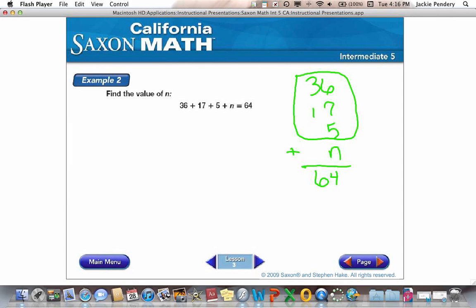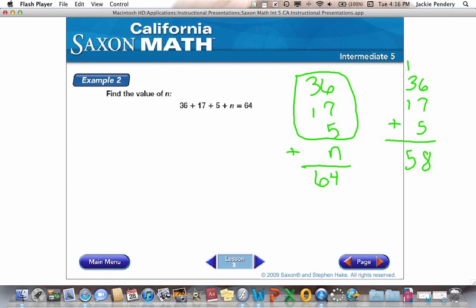in order to make it into a simplified problem. So 36 plus 17 plus 5. 36, 17, 5. 6 plus 7 is 13. 13 plus 5 is 18. Carry the 1. 1 plus 3 is 4. 4 plus 1 is 5.